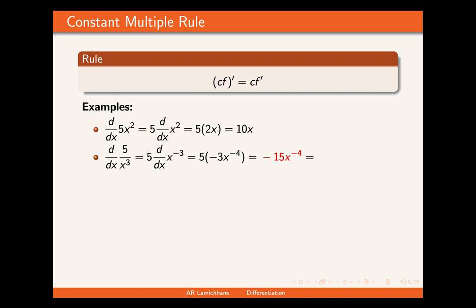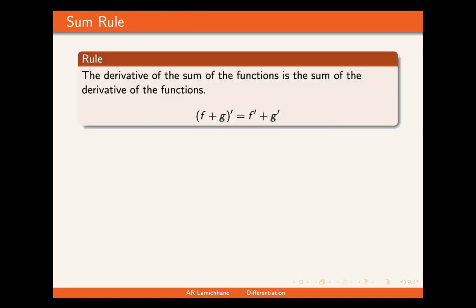If you want to rewrite this into the positive exponent, then the answer is negative 15 over x to the power 4, if you change the negative exponent into the positive exponent. So this is how we can find the derivative by using the constant multiple rule. So far, we have learned what the constant rule means, what the power rule means, and what the constant multiple rule means. Now we will talk about what the sum rule means.